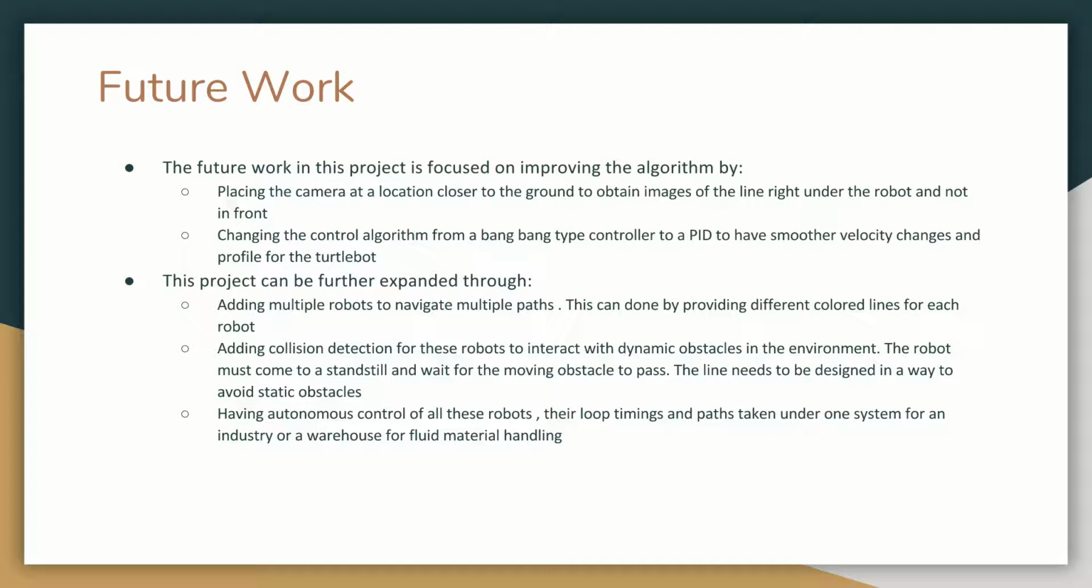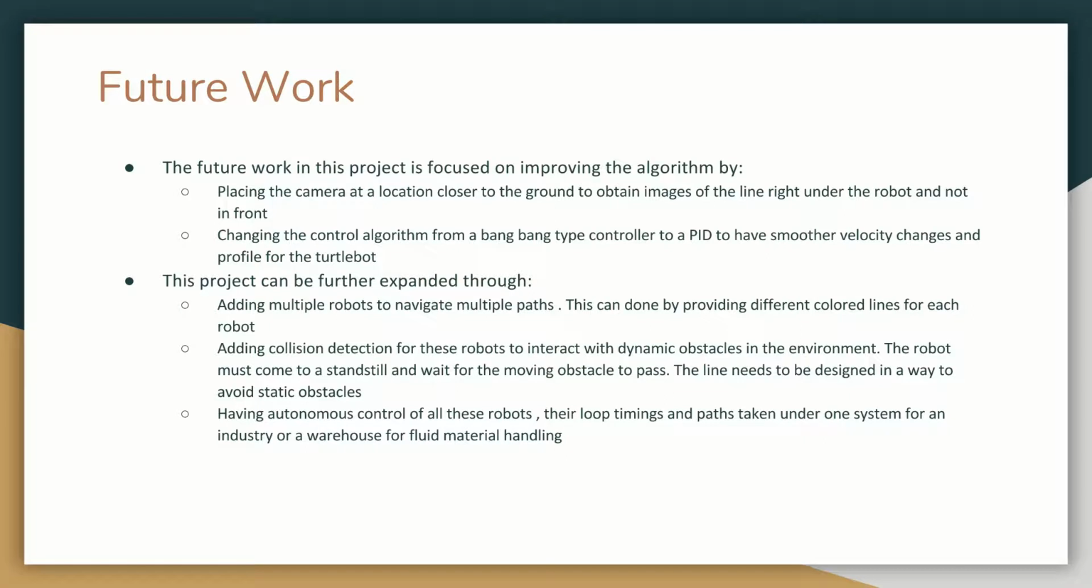This project can be further improved by adding multiple robots to navigate multiple paths. This can be done by using different colored lines and color coding each robot and using different color thresholding techniques to find these lines. This way the robots do not get confused between each other's lines and follow their paths successfully.